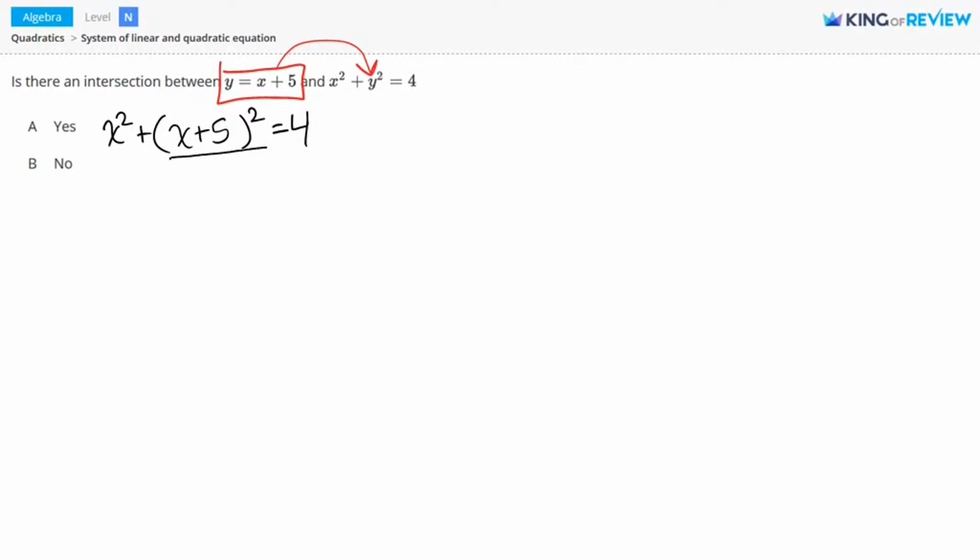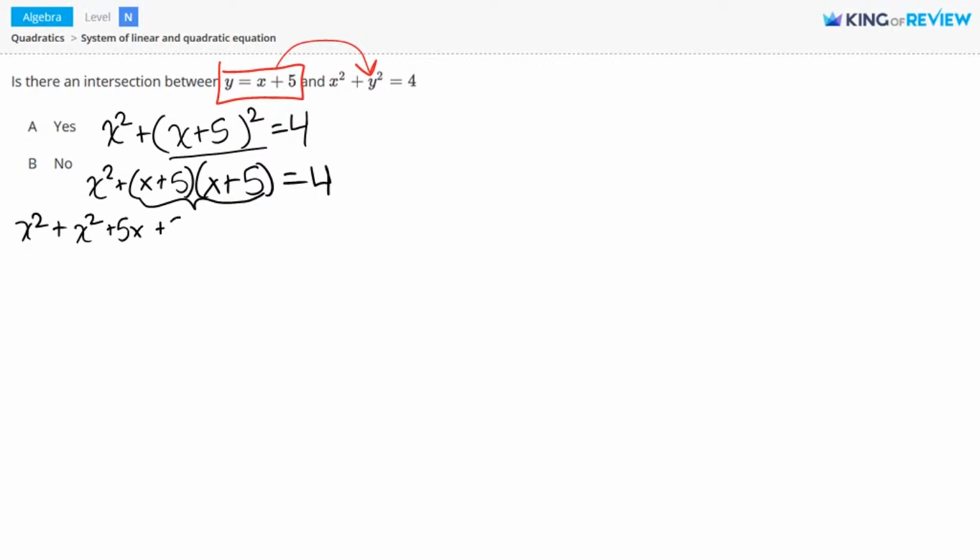Now let's expand this portion. x squared plus (x plus 5) times (x plus 5) equals 4. Now I have x squared plus, and I'll use FOIL to multiply this out, x squared plus 5x plus 5x plus 25 equals 4. Now combine like terms. I have 2x squared plus 10x plus 25 equals 4.